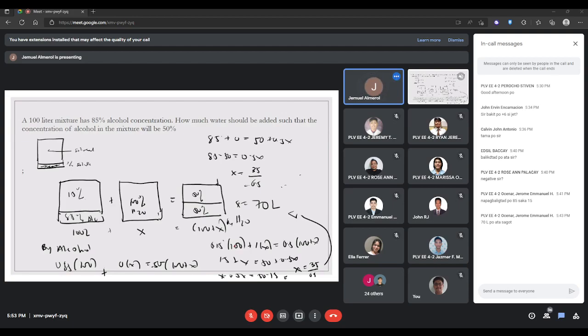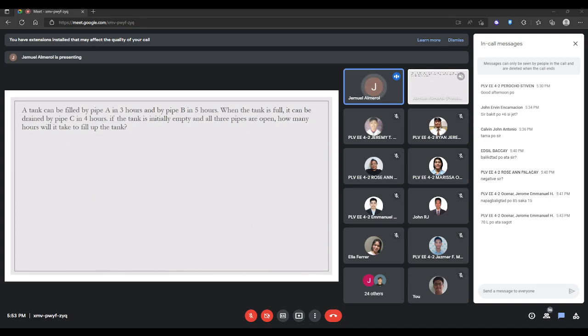Pagbaliktad ko lang pala. Okay, a tank can be filled by a pipe A in 3 hours, and pipe B in 5 hours. When the tank is full, it can be drained by pipe C in 4 hours. If the tank is initially empty and all three pipes are open, how many hours will it take to fill up the tank? Ibig sabihin, silang lahat ay sabay-sabay nag-work.